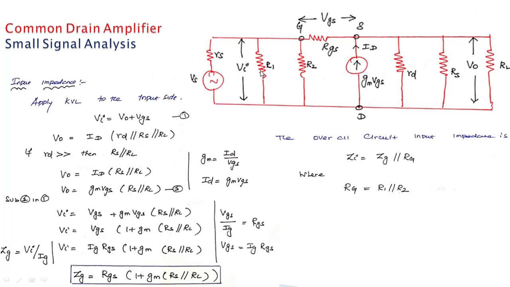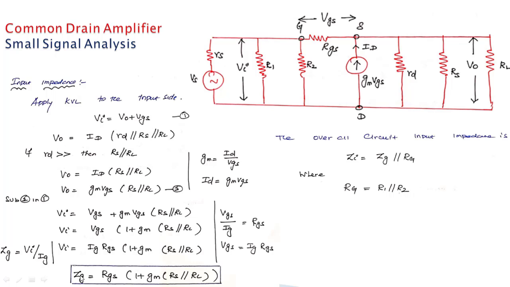So voltage across R1 is also VI, and voltage across R2 is also VI because it is a parallel one. So VI divided by the input current IG. Input impedance is given by input voltage divided by input current. So we have the expression VI, IG, RGS. So VGS equal to IG RGS divided by 1 + GM (RS parallel RL).